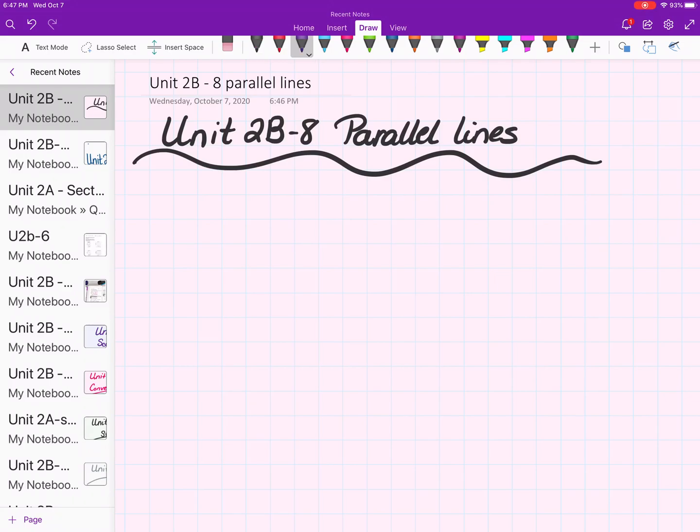Okay, we're in Unit 2B-8. We're going to look at parallel lines. You have to be able to write an equation and draw or graph a line that's parallel to any given line, and you have to be able to do it through specific points. So parallel lines, here's the key.